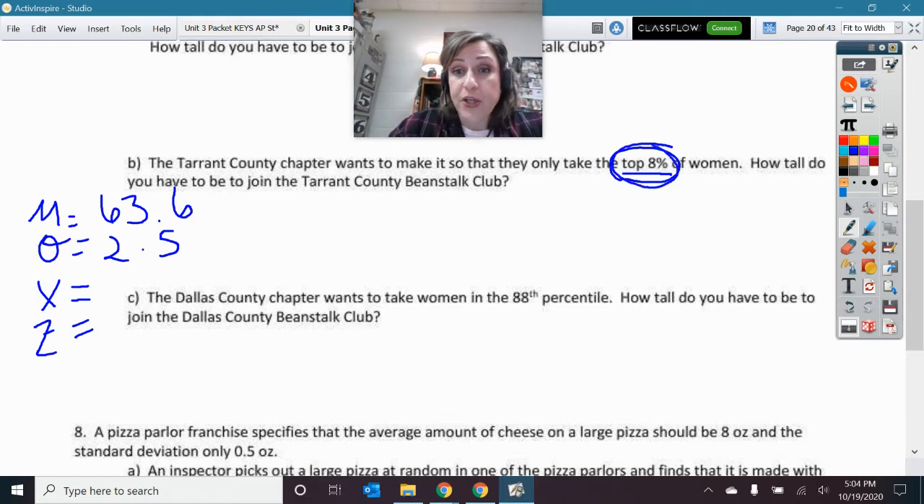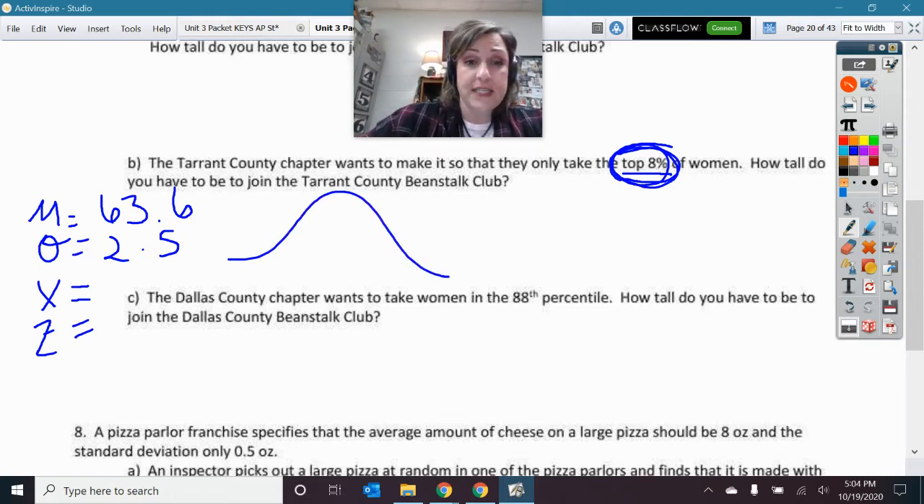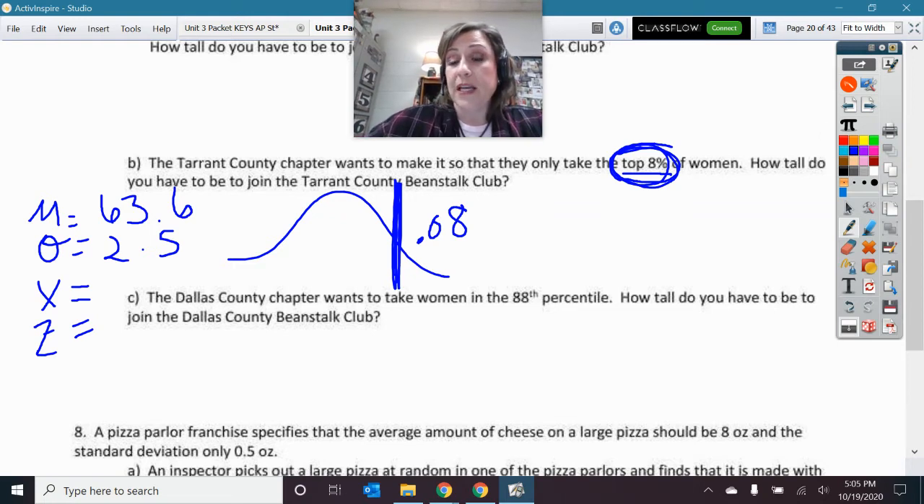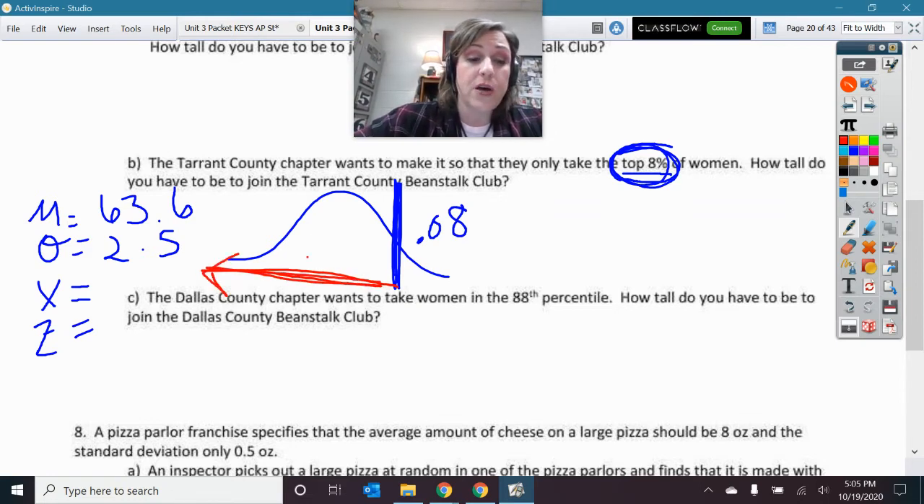But if I have a percent, then that's telling me a location, and I can get the z-score then. So remember this, if I have the top 8%, here's my top 8%, I can find the z-score at this placement because I can do inverse norm of the area below is the z at that spot. So this is the area below, 0.92.